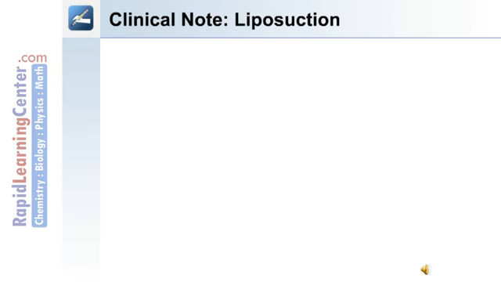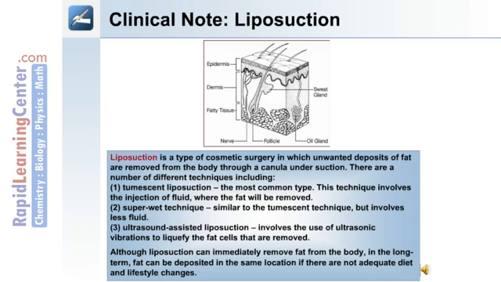The following is a clinical note on liposuction. Liposuction is a type of cosmetic surgery in which unwanted deposits of fat are removed from the body through a cannula under suction. There are a number of different techniques, including tumescent liposuction, which is the most common type. And this technique involves the injection of fluid where the fat will be removed from. The second is a super wet technique. This is similar to tumescent technique, but involves less fluid.